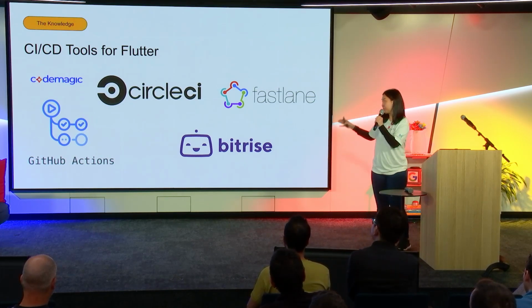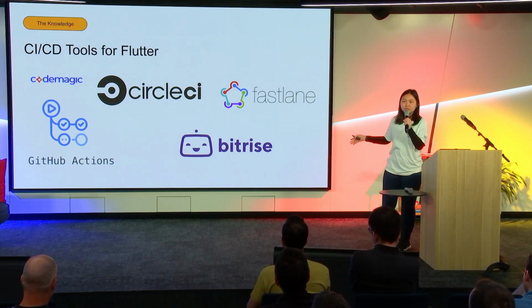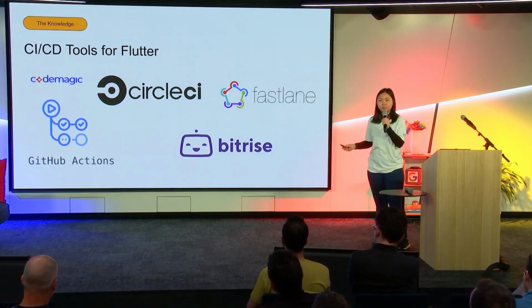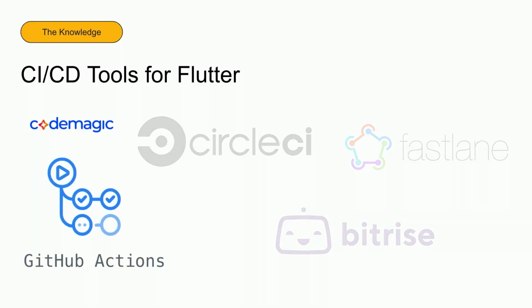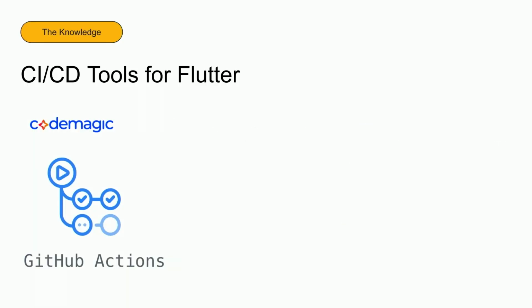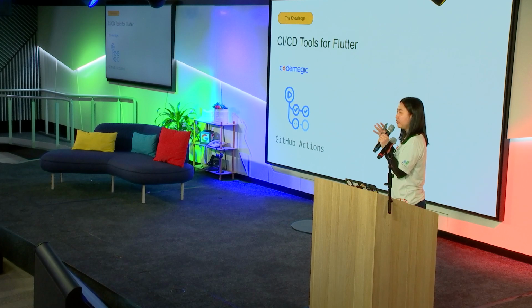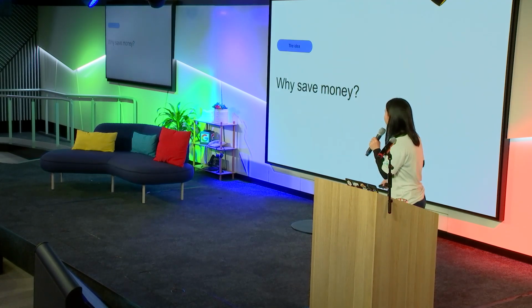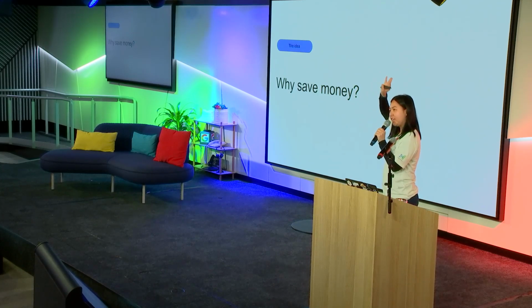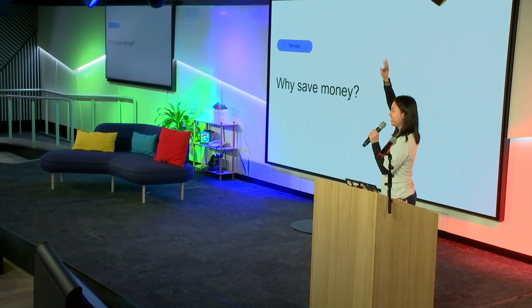With Flutter, these are the tools available for CI/CD. But today, I'm going to talk about only Codemagic and GitHub Actions. And why is that? Because I use them, and because they give me in total 800 build minutes per month. That is why. Okay, so question over here. Who wants to save money? Yay. The others do not want to save money.